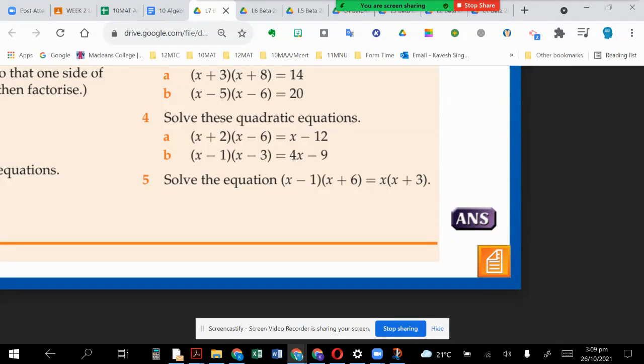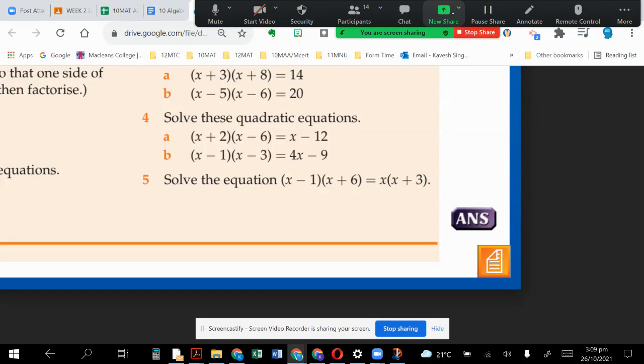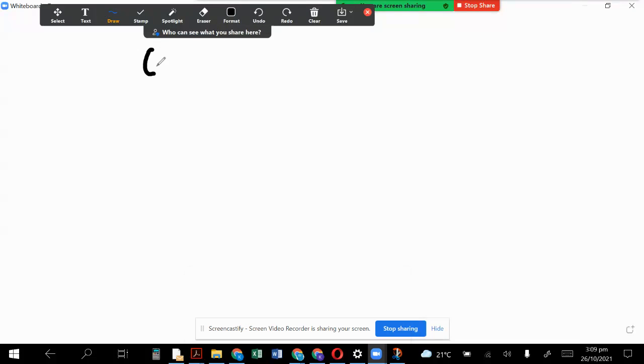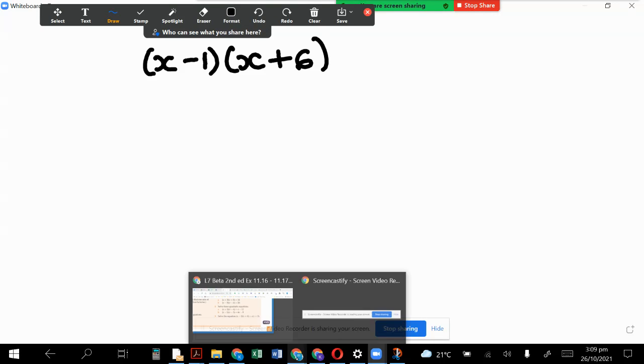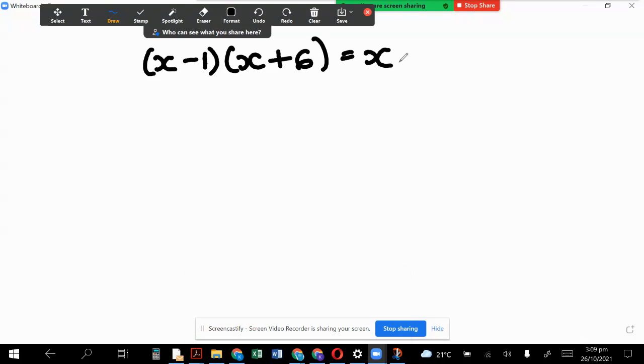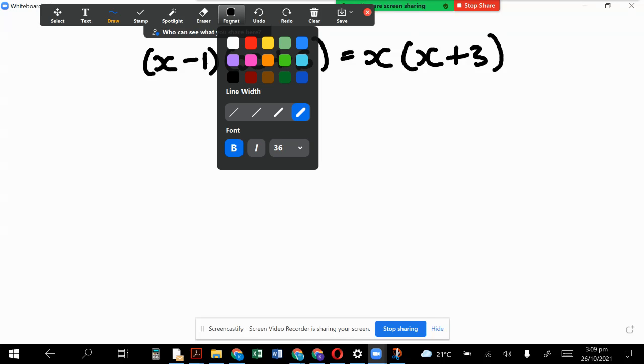x minus 1 multiplied by x plus 6 equals x times x plus 3. Alright, this is the last example for today.